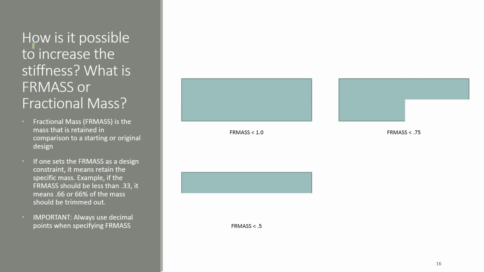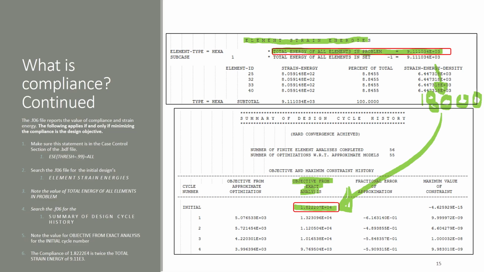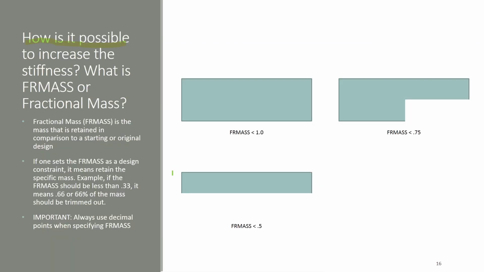One question you might be asking yourself is, how is it possible to increase the stiffness of the part if we are using the same material? By increasing the stiffness, I mean minimizing the work and the strain energy in the part. So how exactly are we able to increase the stiffness of this part? Before I go into details with that, I first have to define what a fractional mass is. Here in this first box that you see here, this could be defined as the original mass. So I'll call this original.